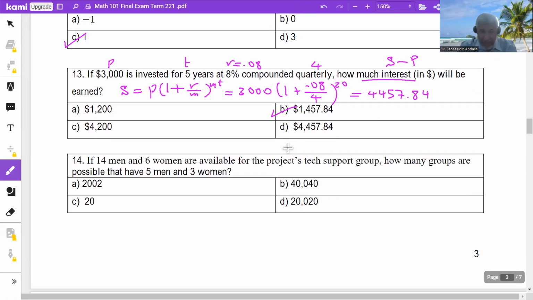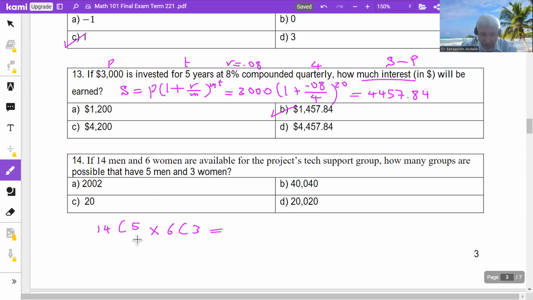If 14 men and 6 women are available for the project's tech support group, how many groups are possible that have 5 men and 3 women? So we have 14 men, and we need to select 5 of them, okay? And then out of 6 women, we can select 3 women. So this is how we answer the question.